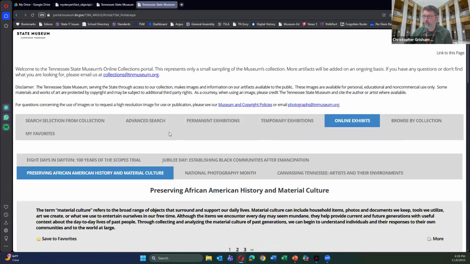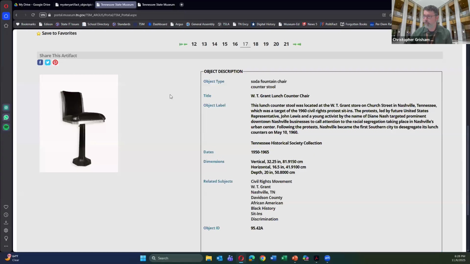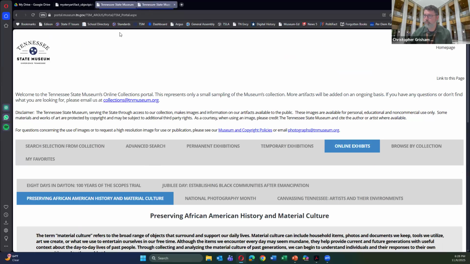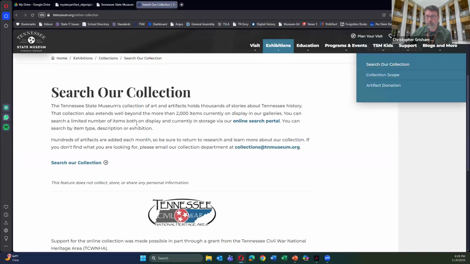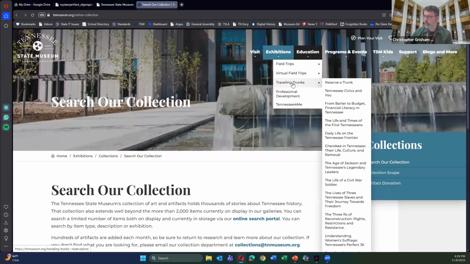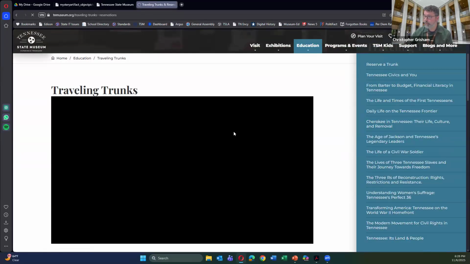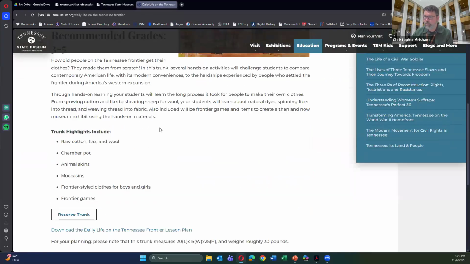So if you're looking for images of objects, we can do that through Search Our Collection. If you are looking for something like our trunk, something physically on hand, under our education tab we have our traveling trunks here. We have 13, I want to say. We just added a new one. There are trunk topics you can take a look at. For example, daily life on the frontier. You can pull this up.